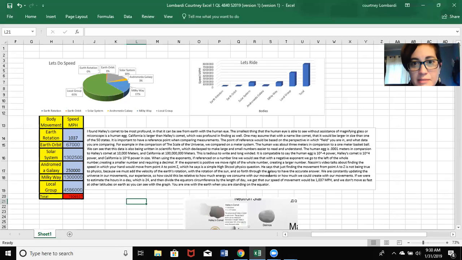All right, now Nassim says that if we're just trying to find the movement from point A to Z, we're not being true to physics because we must add the velocity of the Earth's rotation, and then the orbit of the sun, and then the solar system. And so we have all these galaxies and all these things that we really have to add in their rotation to our movement. He says that we're constantly updating our world, our data in it. And to me, that was pretty neat. So just now, what I'm feeding you, we're updating. We're constantly updating.